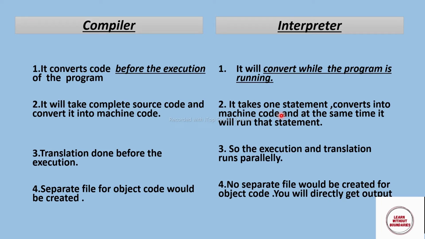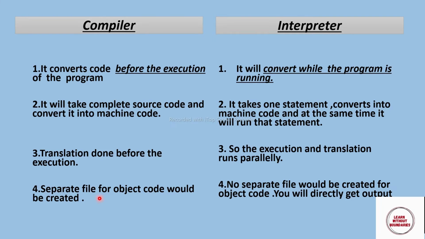But the interpreter will take it line by line. It will take the first statement, then translate that statement, and then run it. So the translation is done before the execution in the compiler, and in the interpreter, translation and execution run parallelly. We take one statement, it translates that statement, and at the same time it runs. So execution and translation run parallelly in the interpreter.